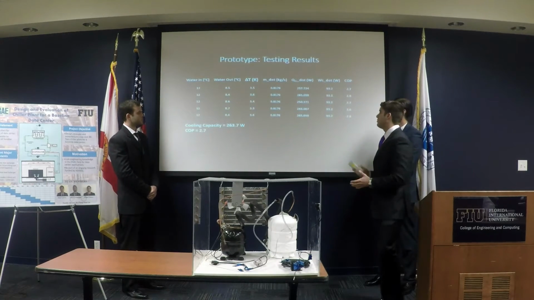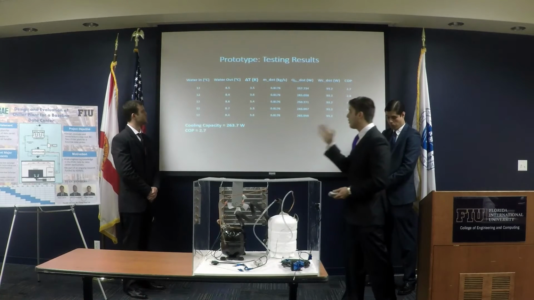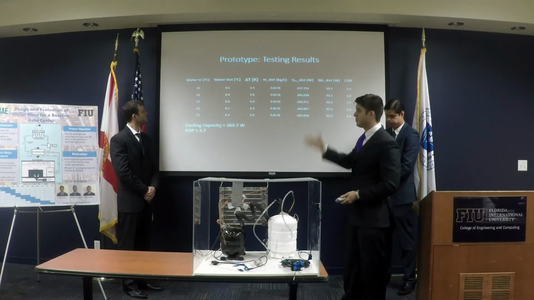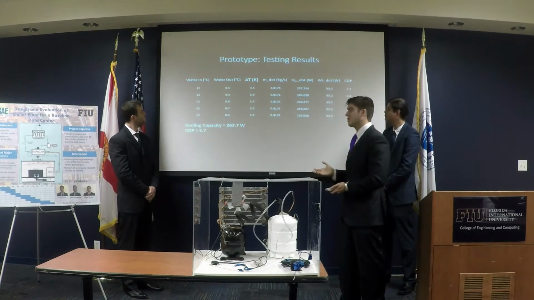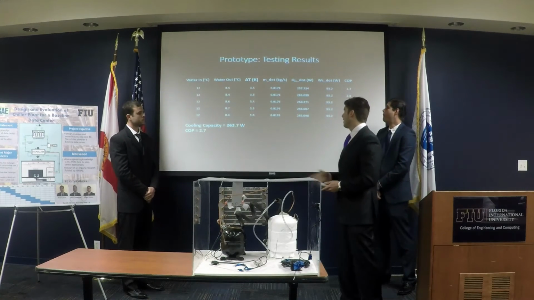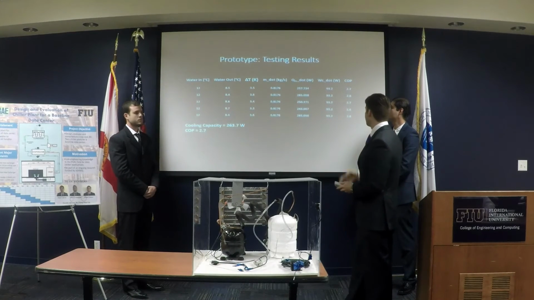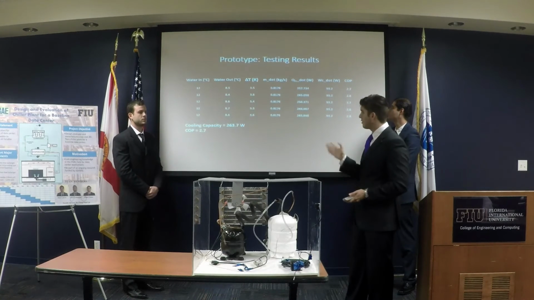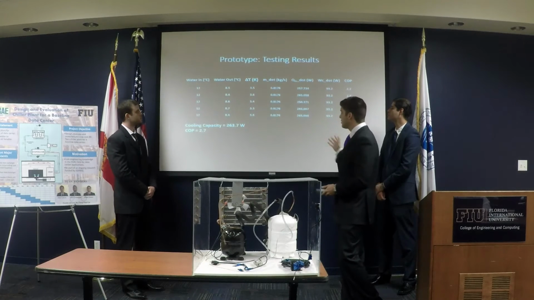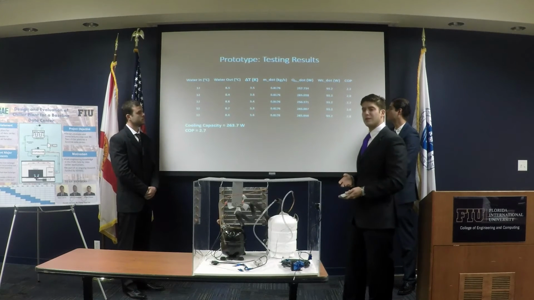So here for our testing results, as I said, for the water in the chiller we use 12 Celsius degrees, because that is the water supposedly coming from the data center. We got a delta K, an average of 3.5, that gave us a coefficient of performance, an average of 2.7. And with this number, we can get that the cooling capacity of the prototype was around 260 watts.